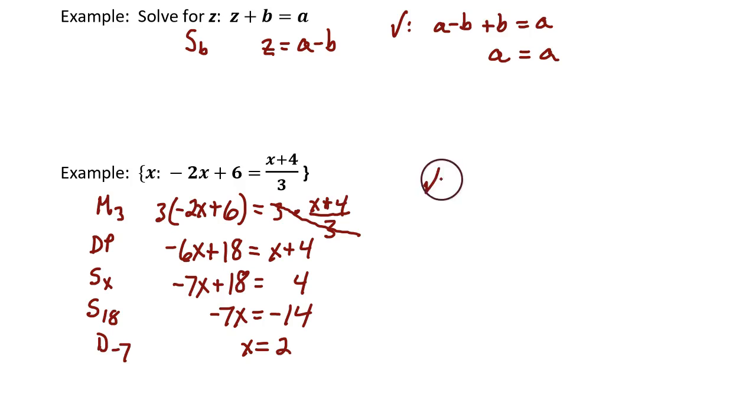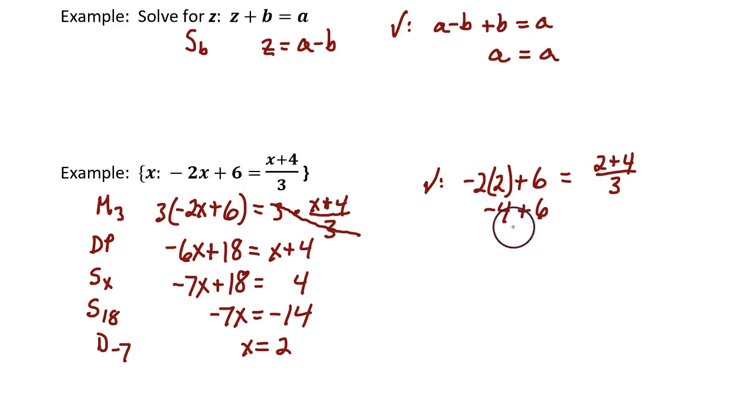Let's perform a check to make sure that that's correct. Where the letter x is, substitute 2. Now evaluate both sides of the equation. Negative 2 times 2 is negative 4. Negative 4 plus 6 makes 2. 2 plus 4 makes 6, and 6 divided by 3 makes 2. The answer checks out.